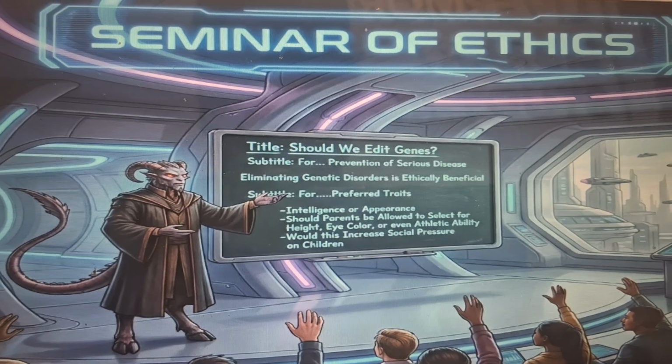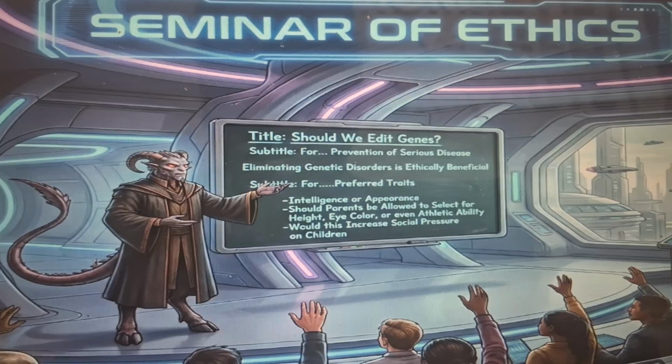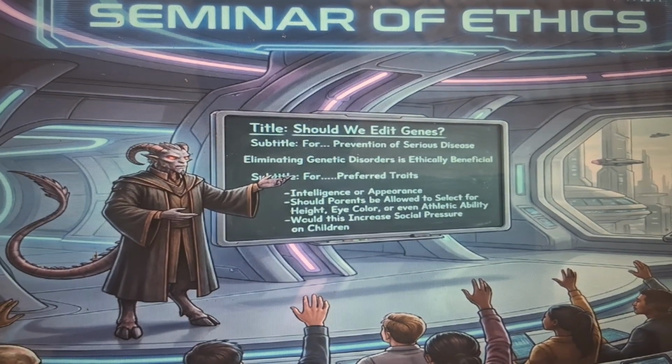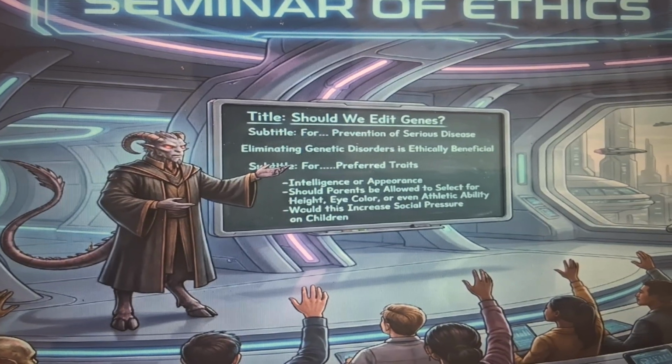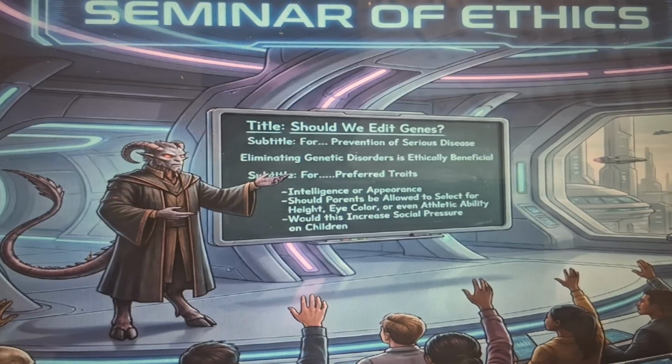For example, should parents be allowed to choose the traits of their children like intelligence, appearance, height, or athletic ability? And if that becomes normal, it could create pressure on children to meet these expectations and change how we define what's normal or ideal.